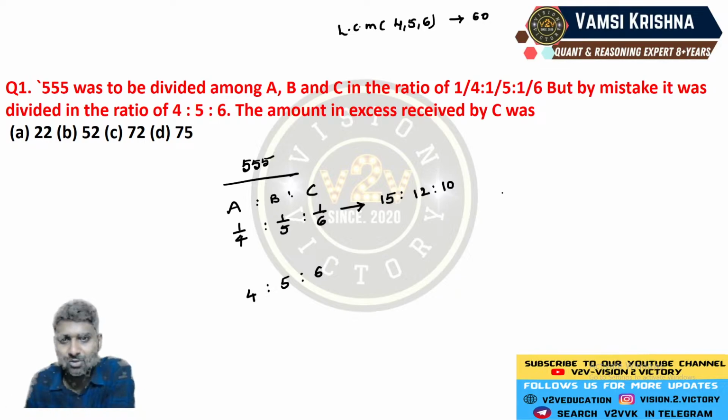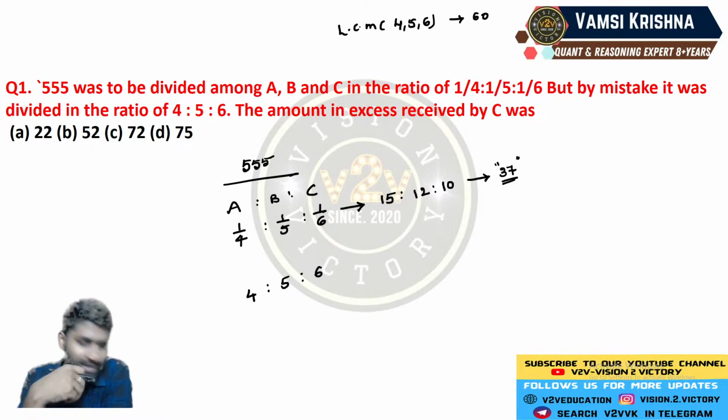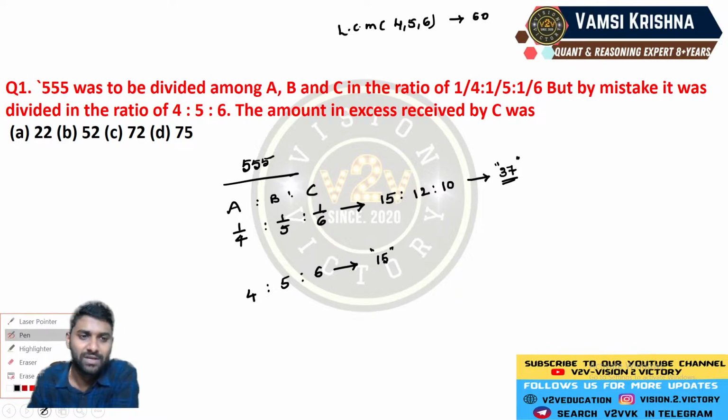Try to understand in this way. If the total amount is 37 units, guys, then A gets 15 units, B gets 12 units, and C gets 10 units. For example, by mistake in the ratio of 4, 5, 6, if the total amount is 15 units, then A gets 4 units, B gets 5 units, and C gets 6 units. But what is the original amount? In the given question, the original amount is 455.